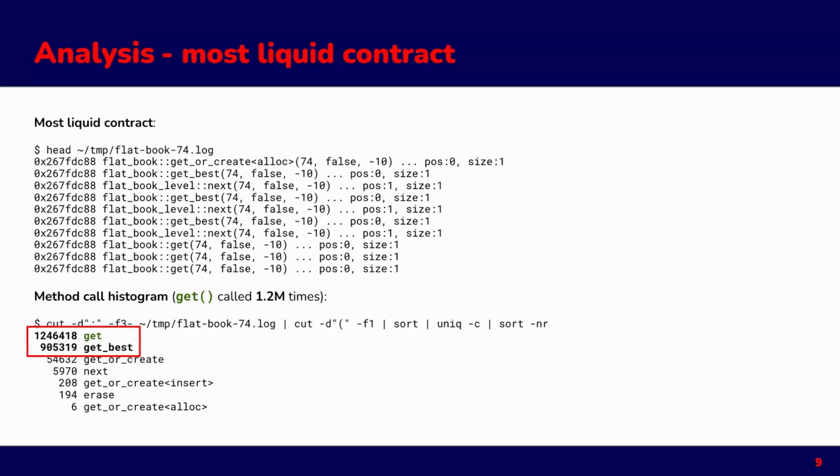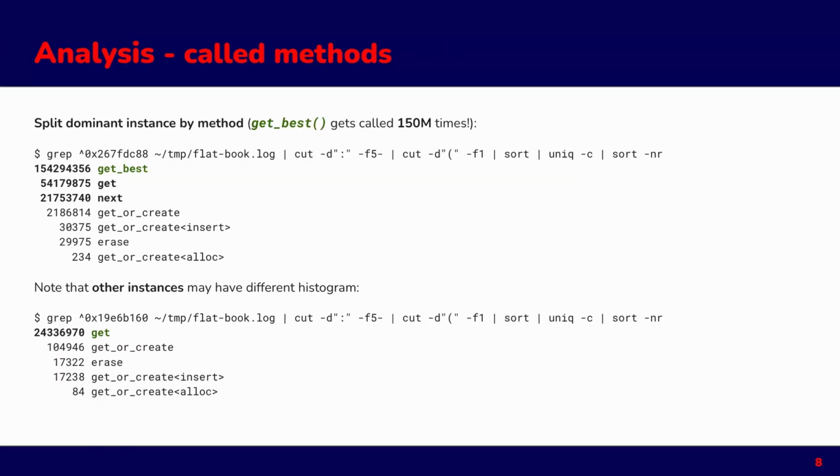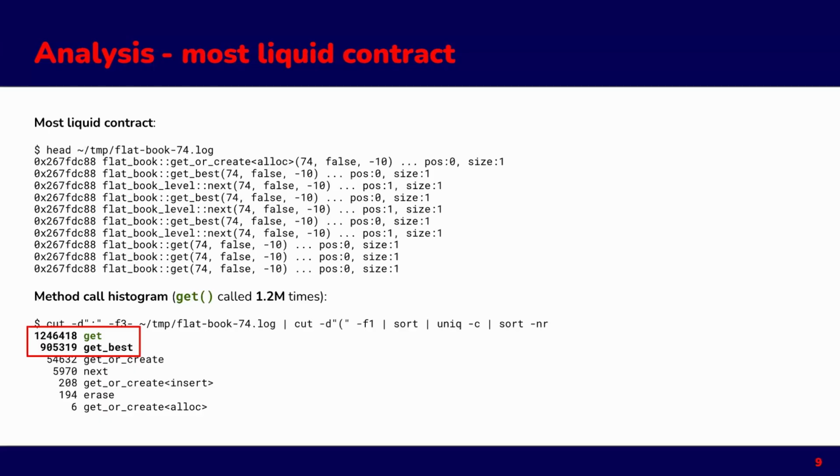One more thing, that when you look at a different instance of the book, the histogram looks different. So it depends, and there are different use cases, obviously. But when we look at, okay, there are many contracts. So I picked the most liquid one, and then we can see that the get is the mostly called method. It has 1.2 million of lookups and 900,000 of calls of get best.